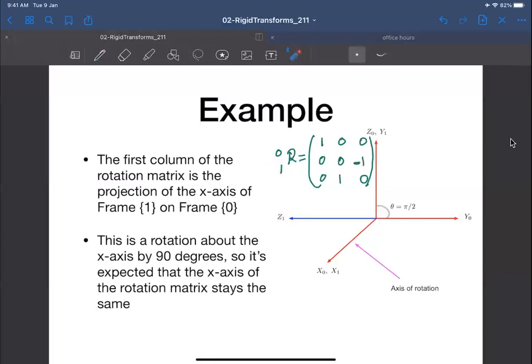So if you have some vector in frame 1, let's call it v1, and you pre-multiply this vector by the matrix R from 1 to 0, you'll get this vector represented in frame 0.